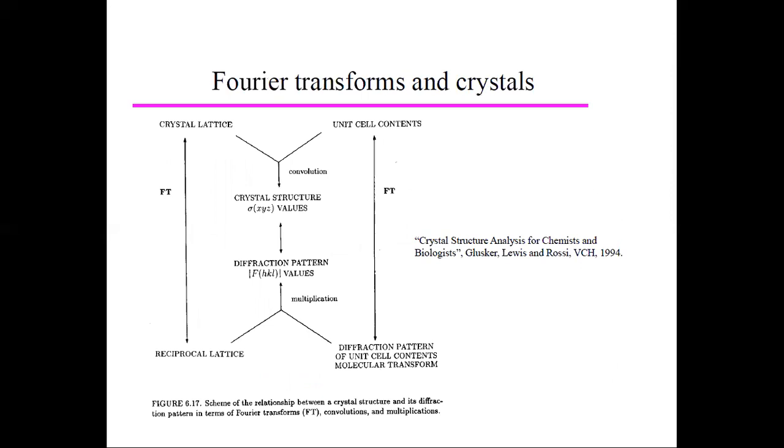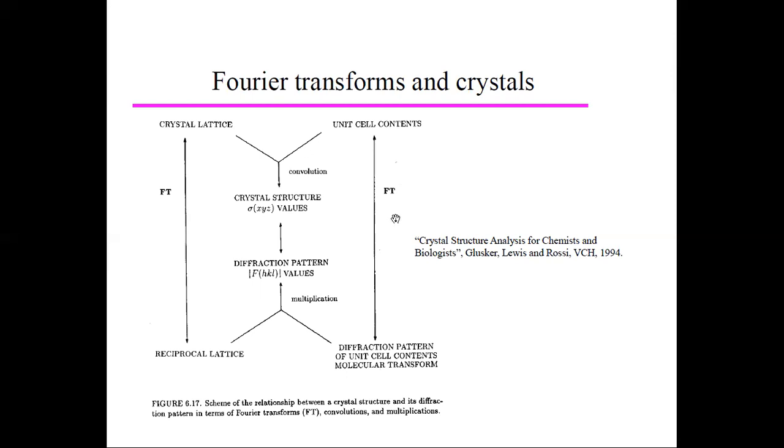So this is the Fourier transform. It has two components. The first line shows the crystal lattice, and the other line shows the reciprocal lattice. So these are the two points. This is the Fourier transform, the Fourier transform of the crystal structure.